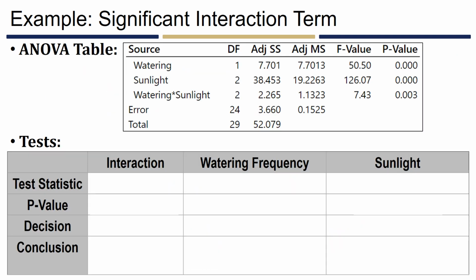When you run a two-factor ANOVA in Minitab, this is the type of output that you'll get. Notice that we have a different row for each set of hypotheses. We also have a row for the error term and a row for the total.